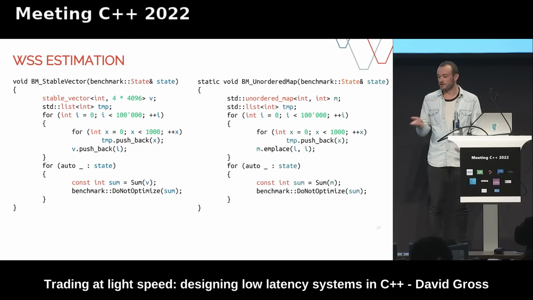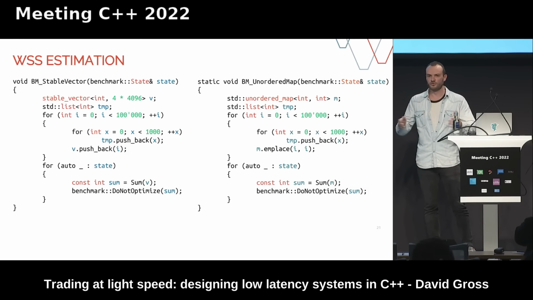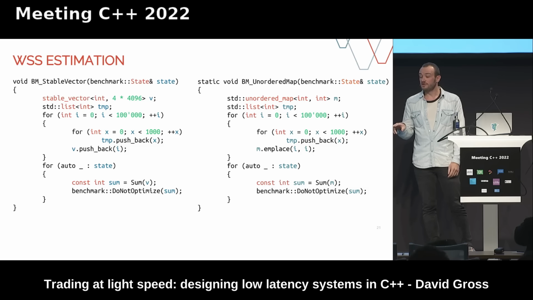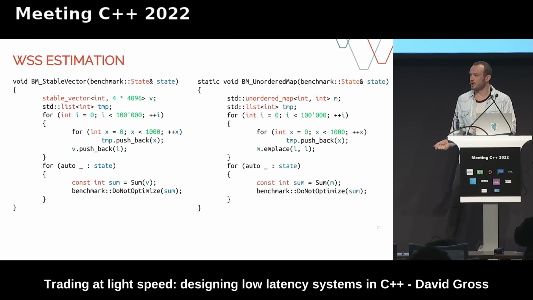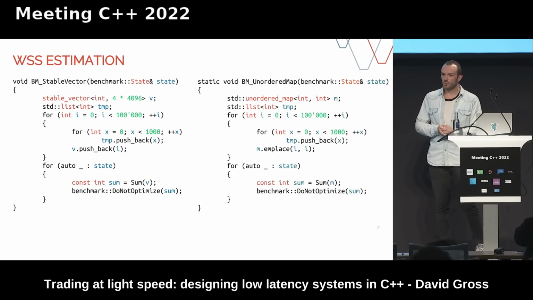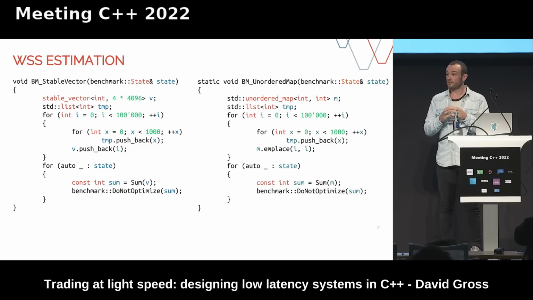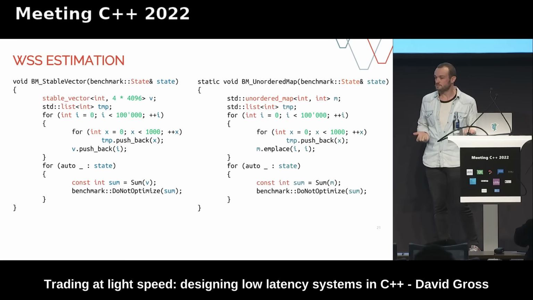So we declare a stable vector, we put some integers in there, and then we do a sum. The sum is just going to touch all the elements so we can see the WSS of this load. We do similarly with the pseudo-node map. A small but important detail: you see there is a std::list called tmp, where we push back a bunch of elements in between our emplaces. We do this, and that's really important when you do such a micro benchmark, in order to randomize the heap.